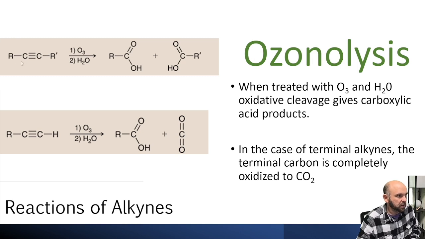So the R here is this R here. The triple bond has been cleaved and replaced with a double bonded O and a hydroxyl group. And anytime you see this structure, we call that a carboxylic acid. If you do this process on a terminal alkyne, the final carbon here is completely oxidized. That is completely stripped away, and instead of becoming a carboxylic acid with COOH, it becomes carbon dioxide, C double bond O, C double bond O.